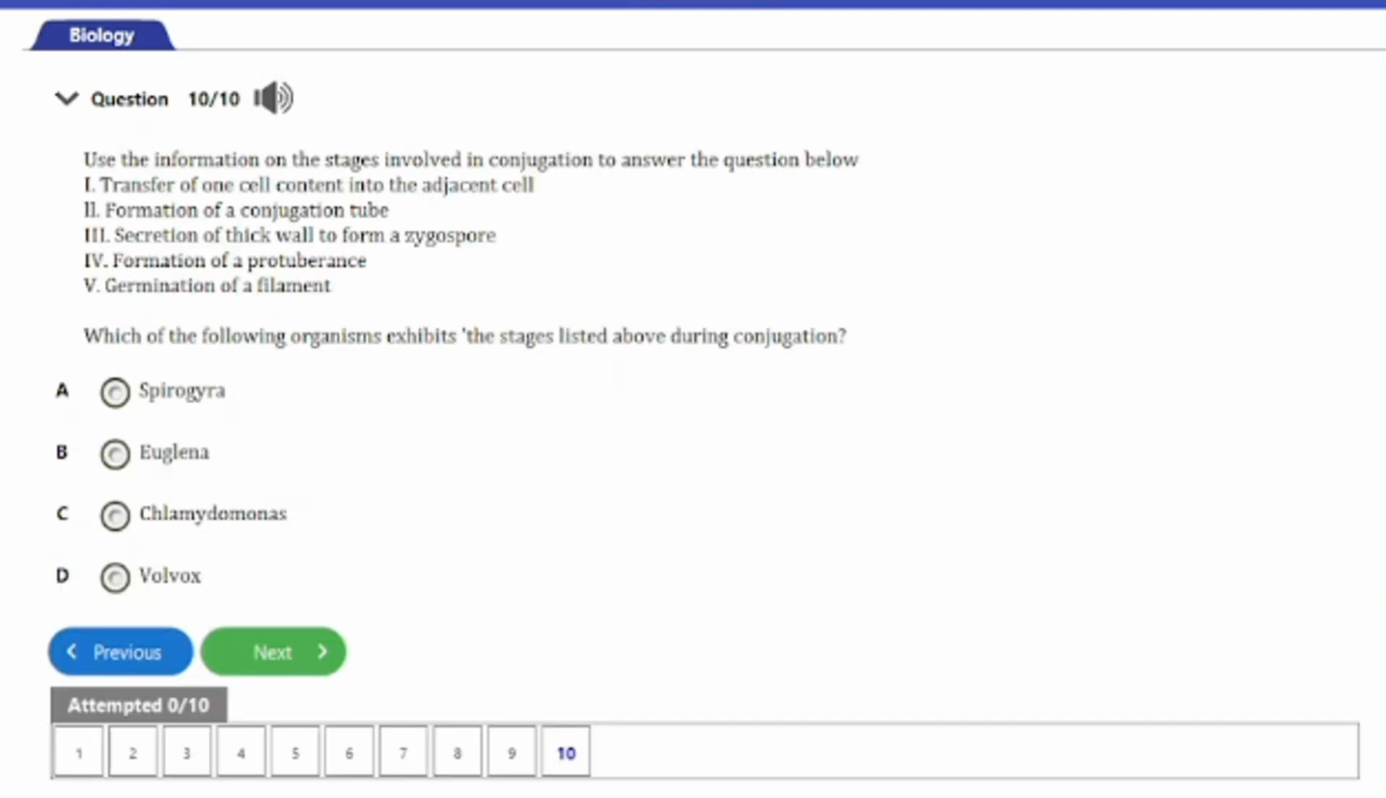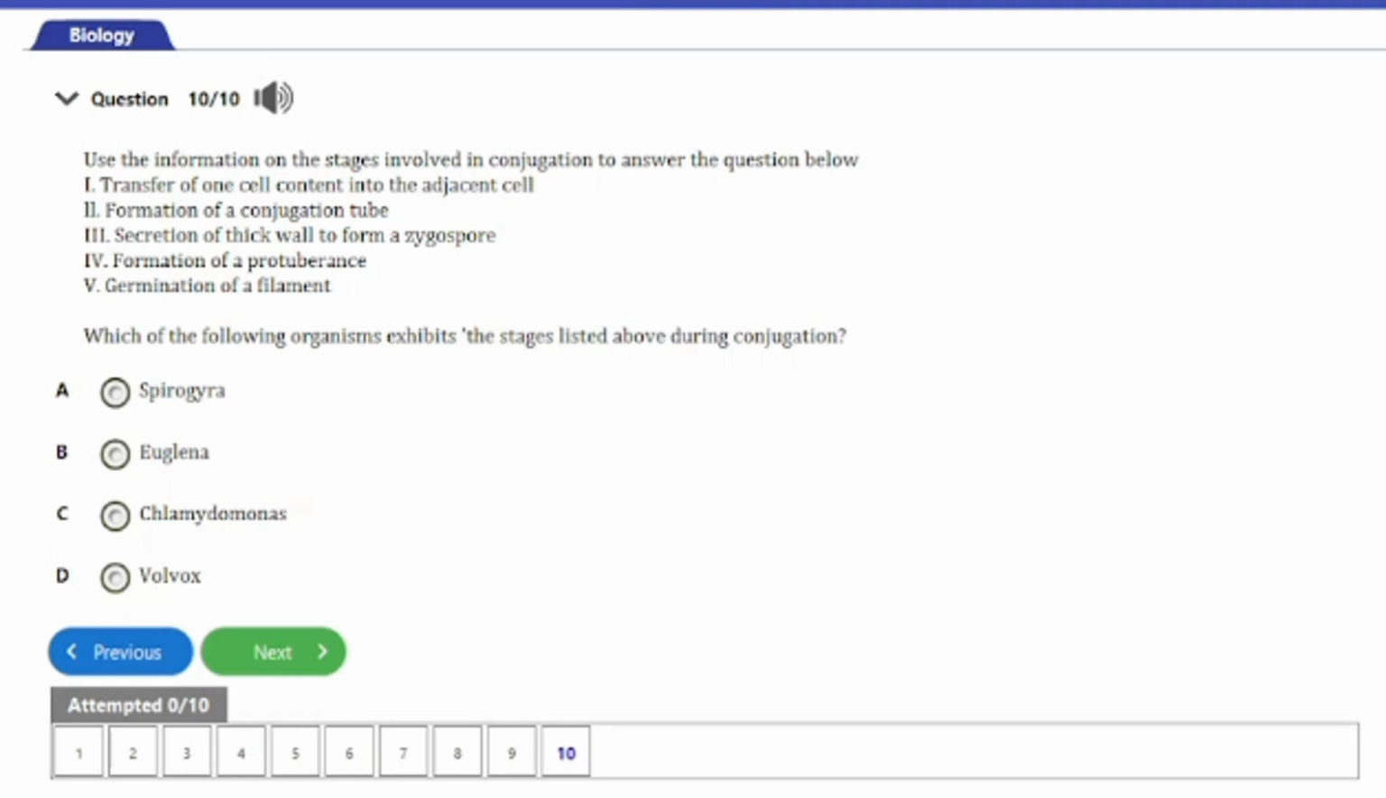That's question number 10 here. It says, use the information on the stages involved in conjugation to answer the question below. Alright, we have here I, transfer of one cell contents into the adjacent cell. II, formation of a conjugation tube. III, secretion of thick wall to form a zygospore. IV, formation of a protuberance, and V, germination of a filament.